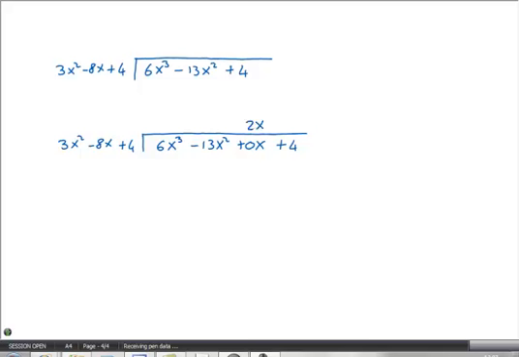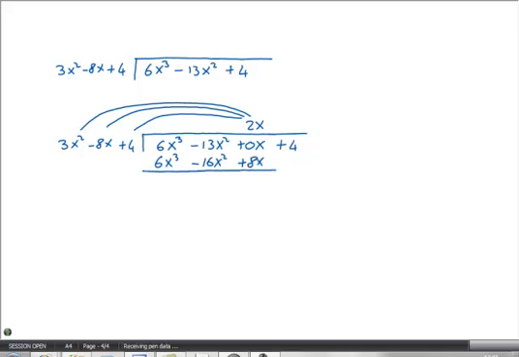Now that 2x will multiply, but it will multiply by all 3 terms in the divisor. So I'll end up with 6x cubed, then I'll say 2x by minus 8x, and then 2x by 4. Change all of the signs. You'll have 3 things to divide into, and you'll start again.